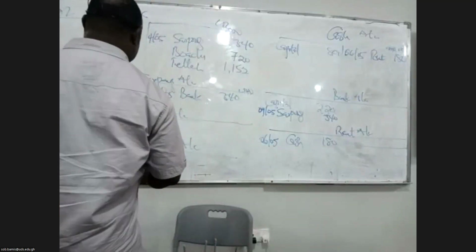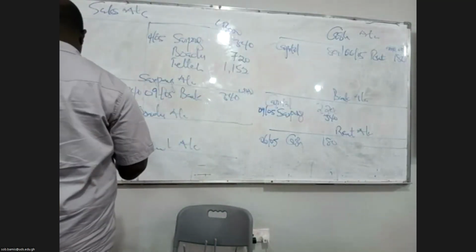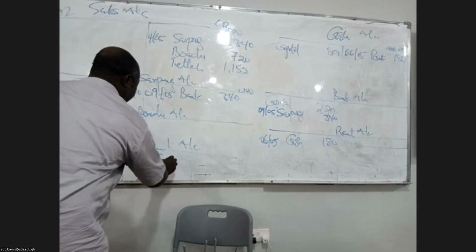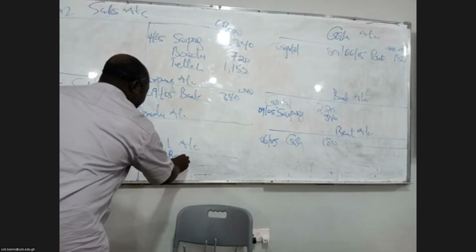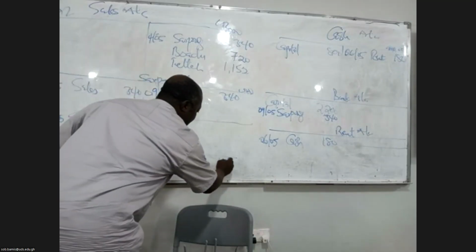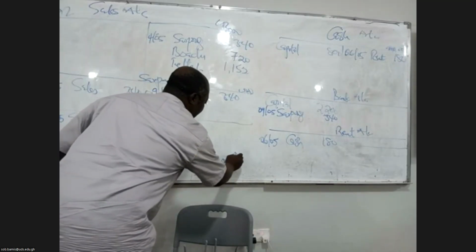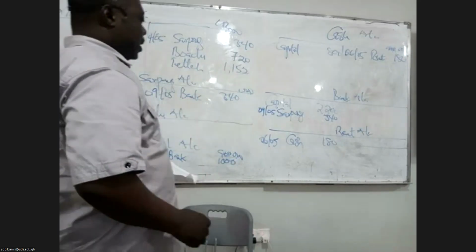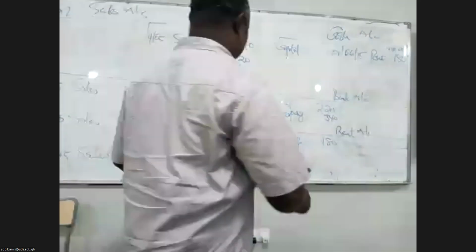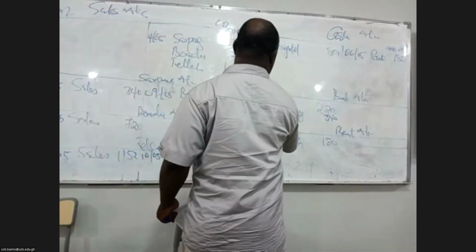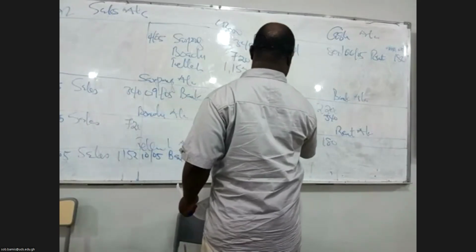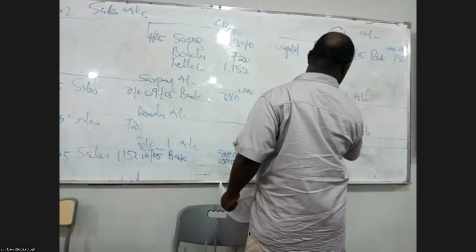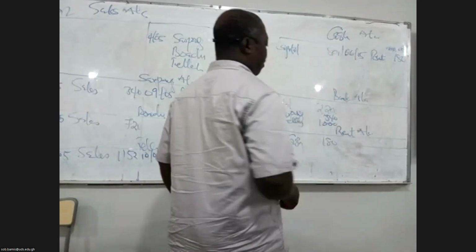So we say that is on the 10th of May, bank. How much? 1 million. Remember, at the top, please. Then we come to a bank, with how much? 1 million.